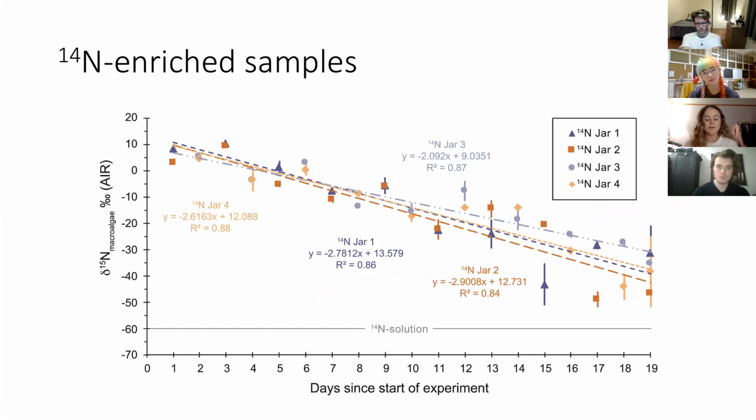So this is our 14N enriched samples. Again, a really nice linear, in this case, decrease towards the 14N of the solution. It doesn't quite reach equilibrium like the 15N enriched solution did. And we believe this is due to the fact that this solution is not as enriched in 14N as the other solution is enriched in 15N. So if you remember, our 15N solution was about 170 per mil, and this one was only minus 60 per mil. So this one was a little bit slower to incorporate, but we still see the same behaviour of that linear decrease towards equilibrium.